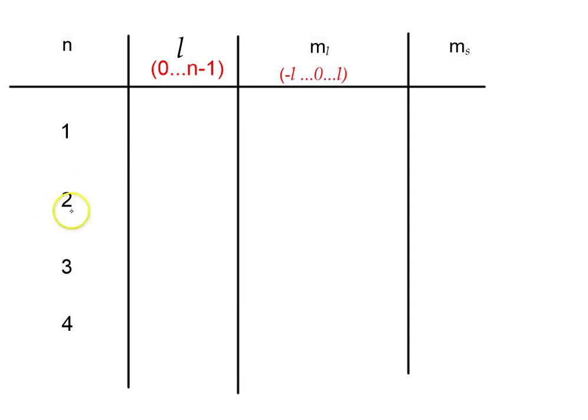As n is 2, that would mean we have L's of 0 to 1. When L is 0, we would have M sub L of just 0. But when L is 1, we would have M sub L of -1, 0, and +1. For both of these, the possibilities for MS is always +1/2 and -1/2. That's what I would want you to show for an entire line. Okay? Go ahead and finish this on your own.